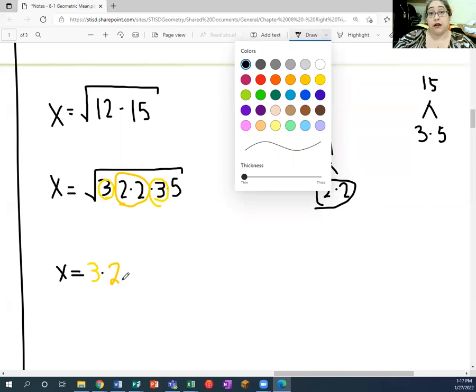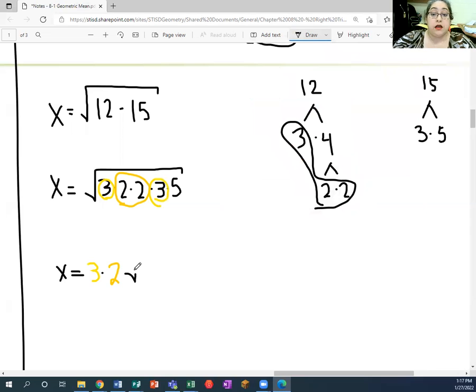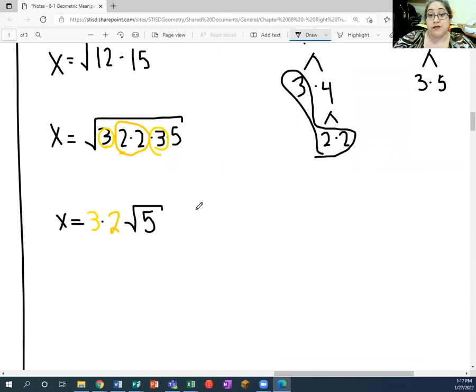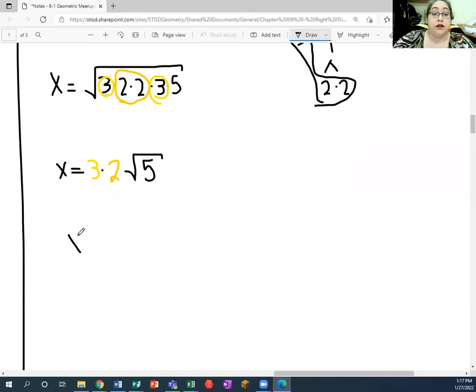Again, I'm just listing which factors I have a pair of. I'm not writing both parts of the pair. I'm just writing I have a pair of 3s. I have a pair of 2s. I don't have anything else that has a pair. The 5 is all by himself, so I'm going to write square root of 5 because the 5 is left over with no partner. Very sad for 5.